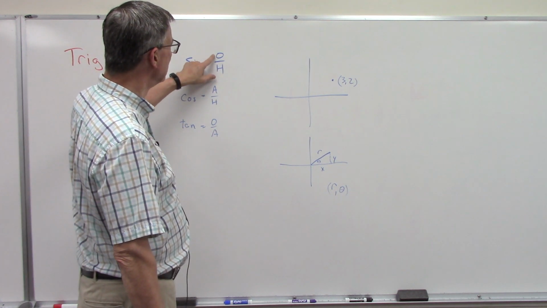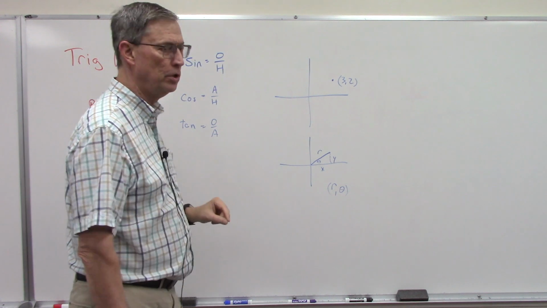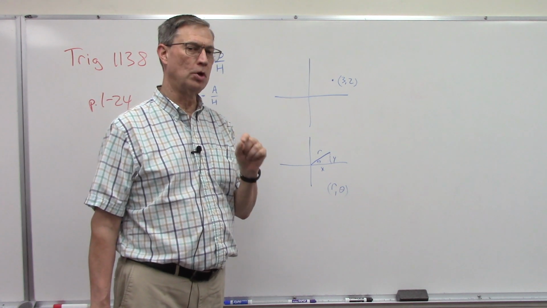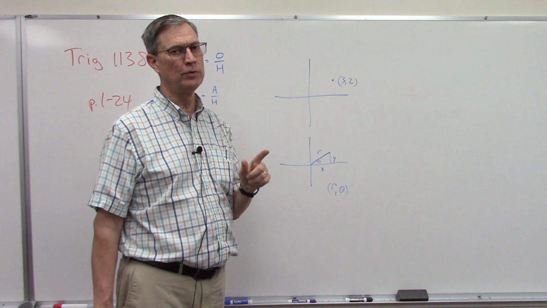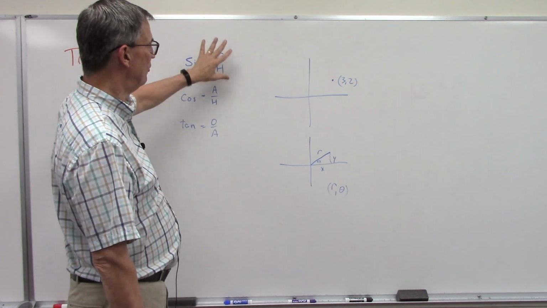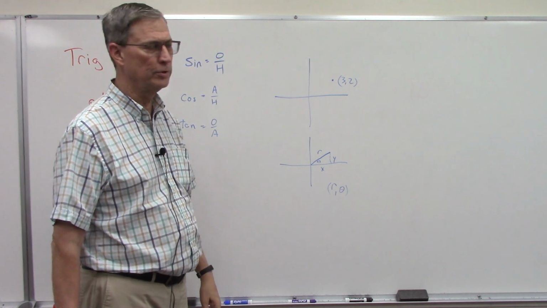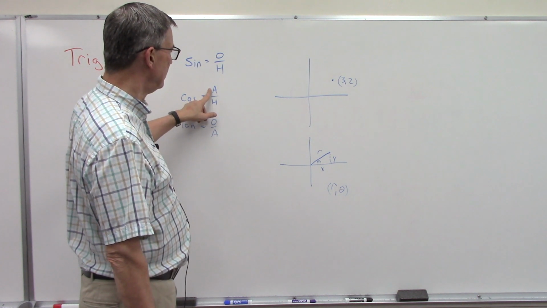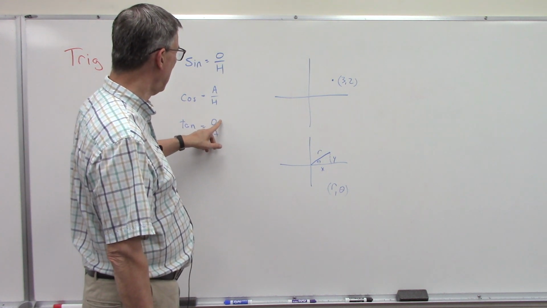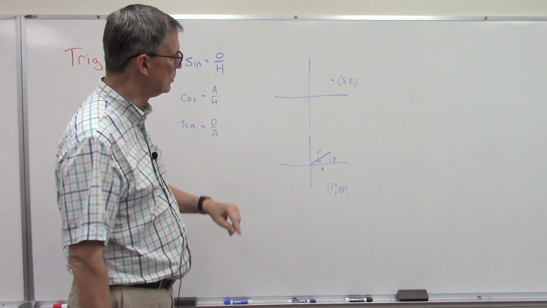And the O is opposite. H is hypotenuse. Remember, the hypotenuse is always the longest side across from the right angle. These only work for right angle triangles. A is the adjacent side. So we have opposite, adjacent, and hypotenuse.